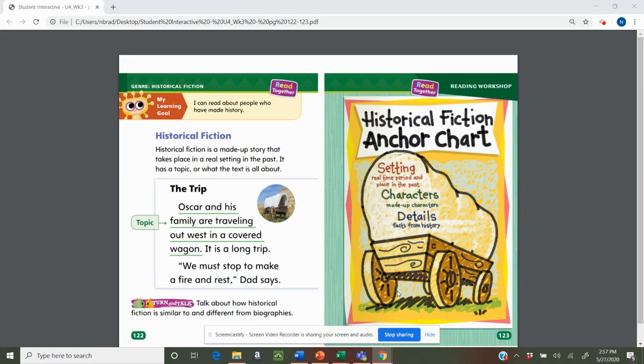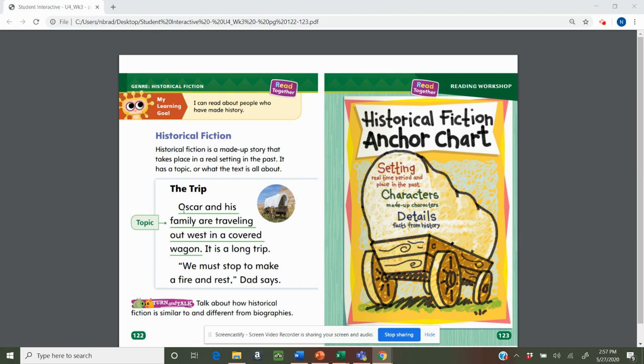Historical fiction is a made-up story that takes place in a real setting. It has a topic, or what the text is all about. Now I'm going to read to you The Trip from page 122 in our student interactive.